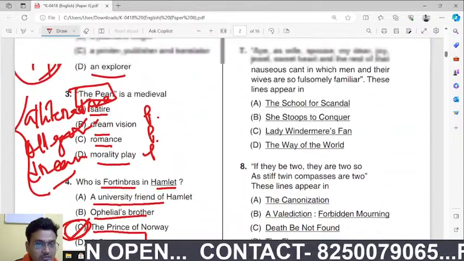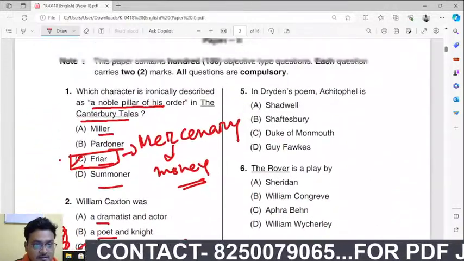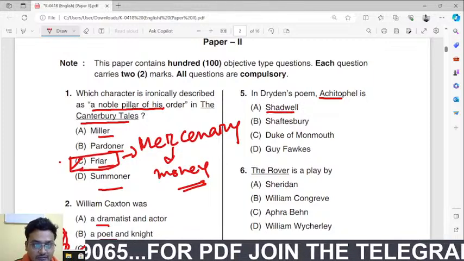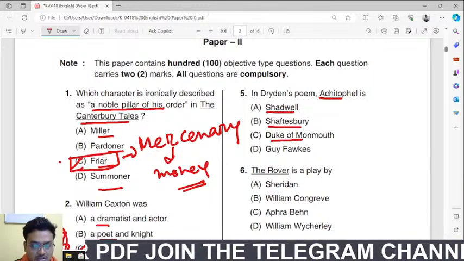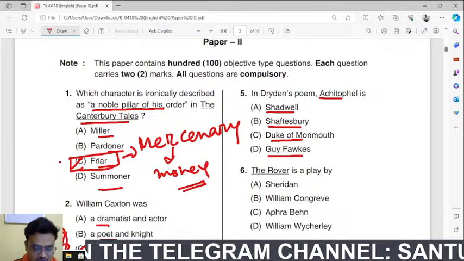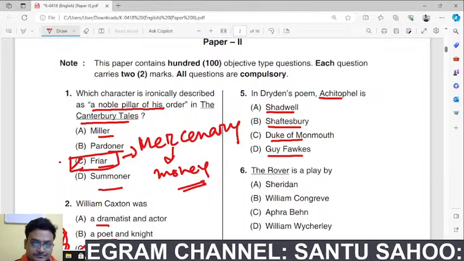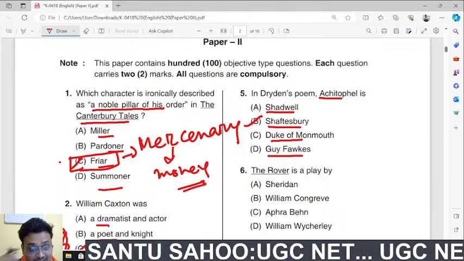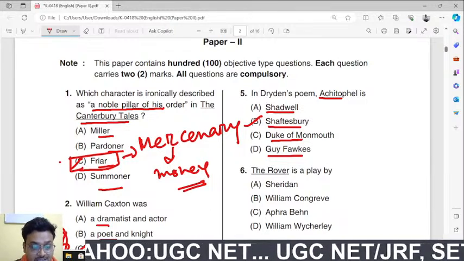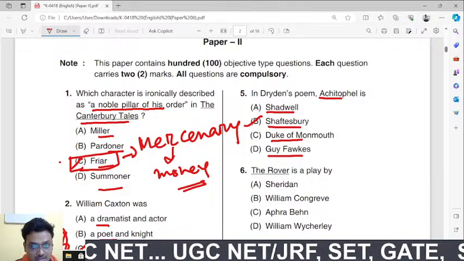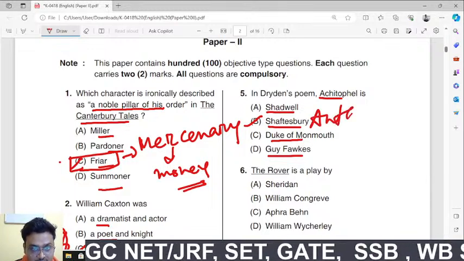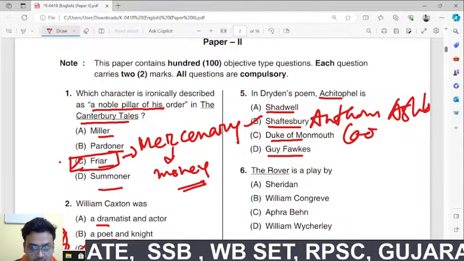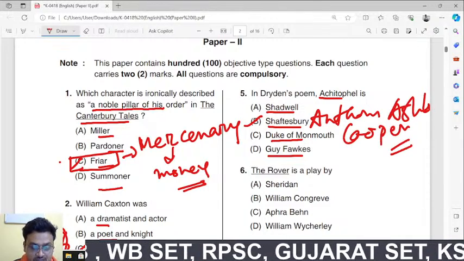Okay, now moving ahead to question number 5 here. In Dryden's poem, Achitophel is: Sadwell, Shaftesbury, Duke of Monmouth, or Guy Fawkes. So Achitophel is actually the first Earl of Shaftesbury, whose real name was Anthony Astley Cooper. Okay, he was the first Earl of Shaftesbury.